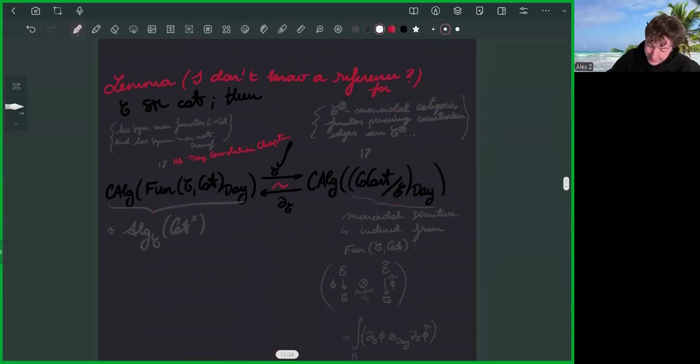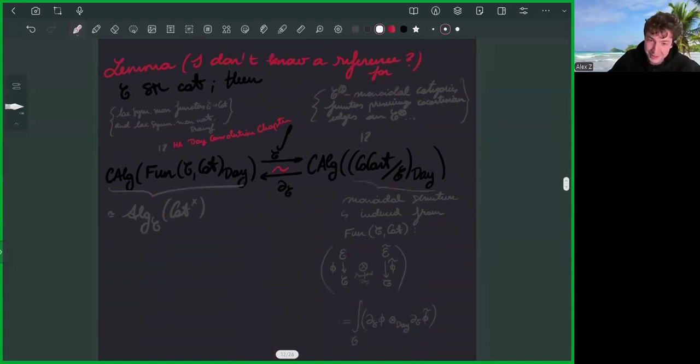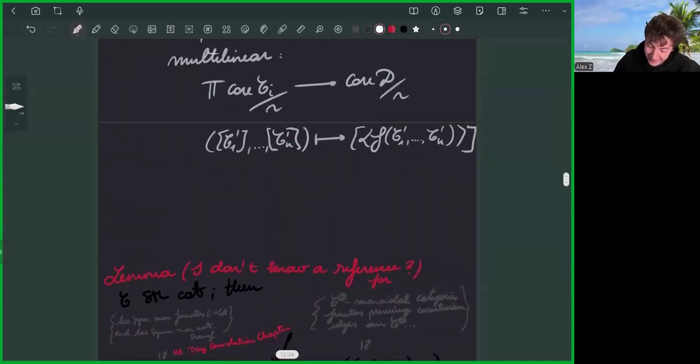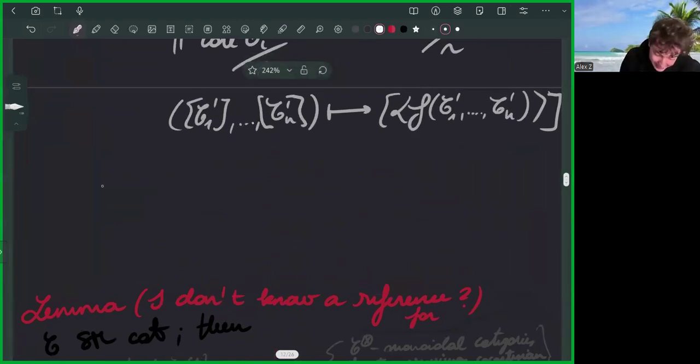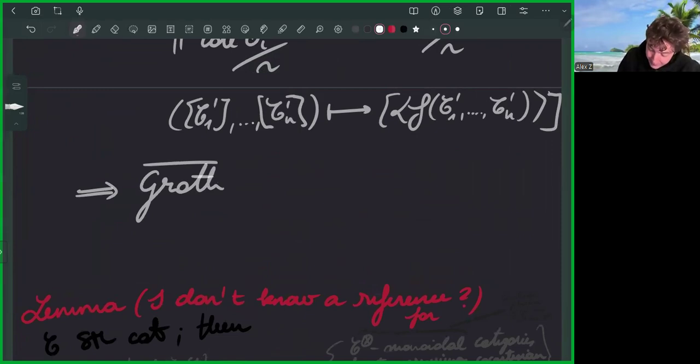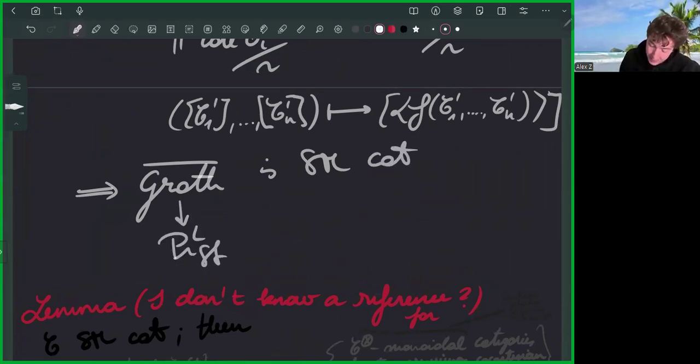And here I actually wrote it down nicely, maybe. Okay, it's the same thing. Again, let me just write down what we get. We in particular get that Groth is symmetric monoidal, and so it's a symmetric monoidal category. And we also get that the canonical projection map to PRLST is a symmetric monoidal functor.